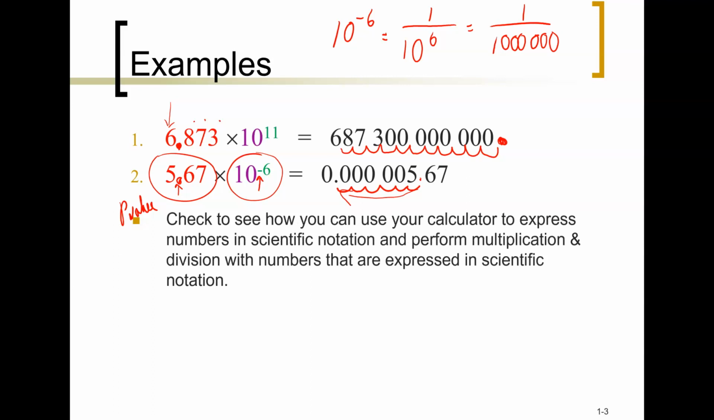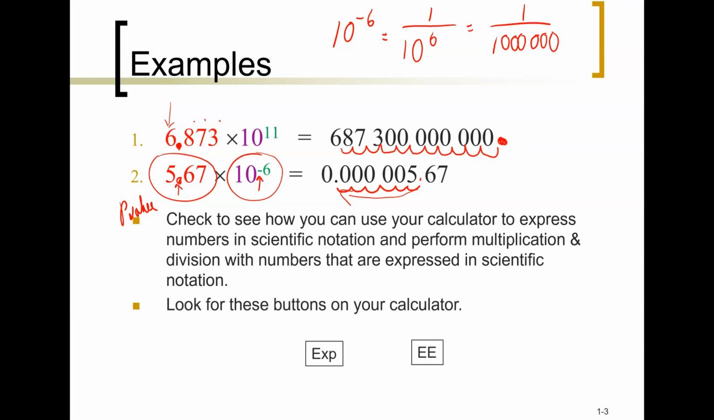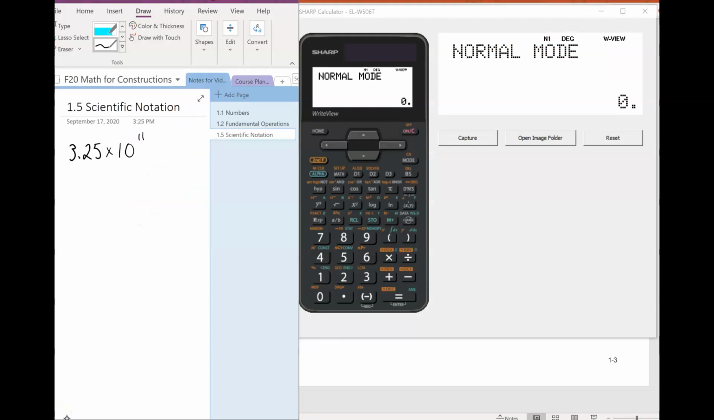Check to see how your calculator can express numbers in scientific notation and perform multiplication and division with numbers that are expressed in scientific notation. So you are looking for one of these buttons, EXP or EE. So let's take a look at entering the number 3.25 times 10 to the 11 on the calculator. And right here is the scientific notation button on this calculator, EXP.